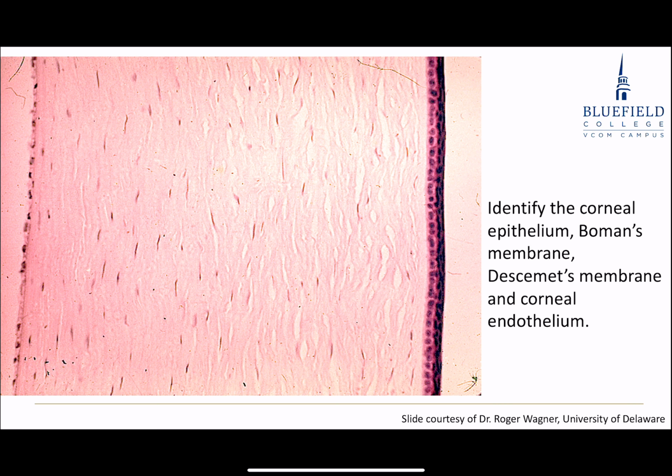Over here is the stratified squamous. Up here I can make out a fairly decent Bowman's membrane. I guess I can make it out most of the length here. All of this would be my stroma. The pink in here would be collagen fibers, the nuclei would be fibroblasts. Don't really see my Descemet's membrane, it's much thinner, but this would be my corneal endothelium here. Oval-shaped nuclei, long axis parallel to the surface, one layer, simple squamous, corneal endothelium.